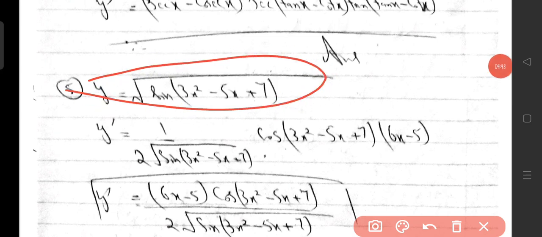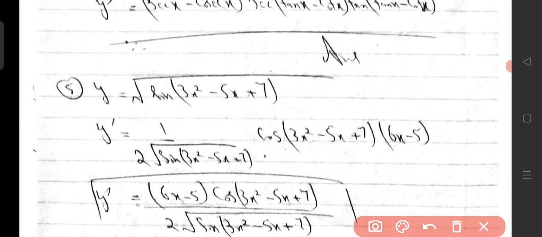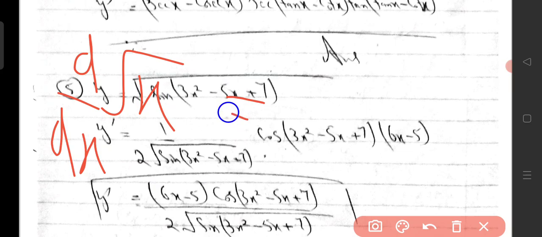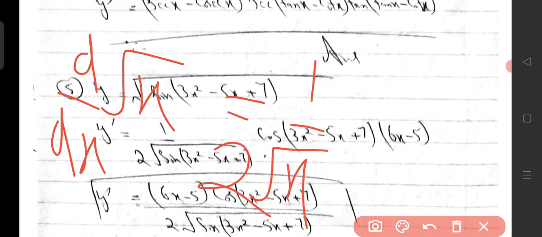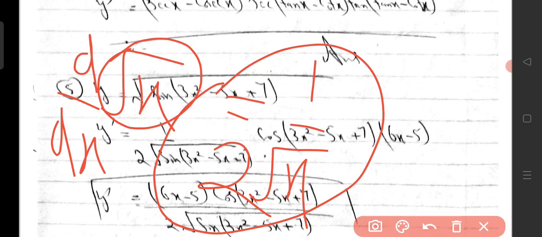Next is y is equal to under root of sine of (3x squared minus 5x plus 7). So first of all, apply the root identity. The root identity is d upon dx of under root x is equal to 1 over 2 root x. It's a very basic identity. So if you find the derivative of root x, you will get 1 over 2 root x.